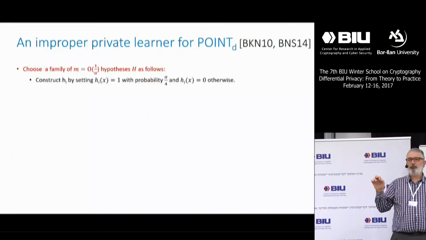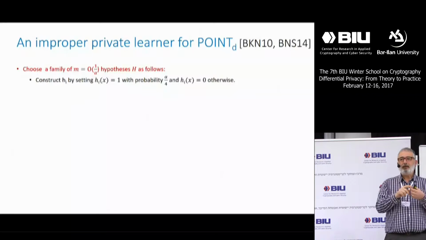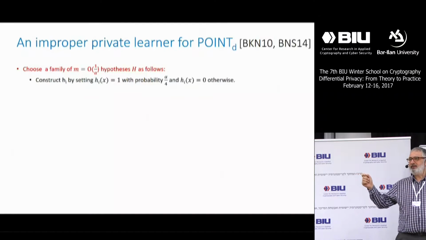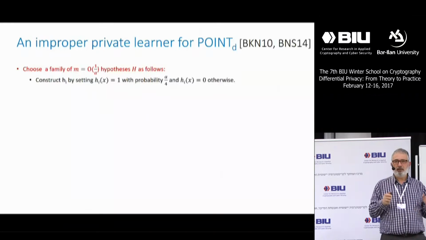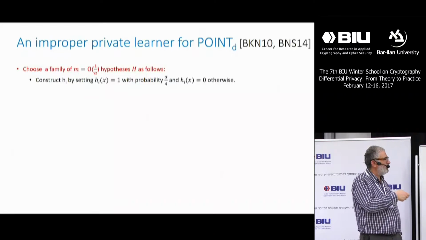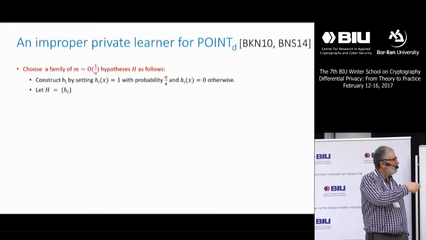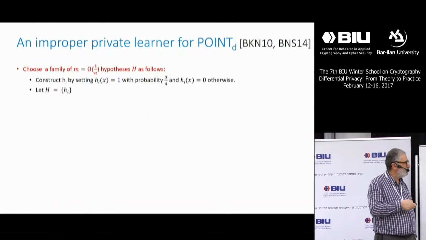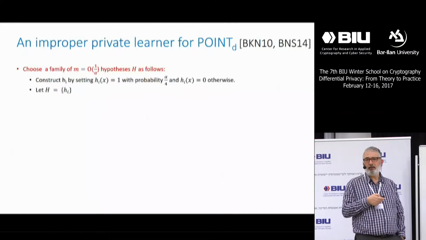It's very different from a point function, because a point function is 1 only on one point of the domain. This returns the value 1 on a linear fraction of the points in the domain. It's extremely different. But I want to claim that if I collect enough of these, I'm okay. Okay? So I'll collect a few of these, something like 1 over alpha hypotheses. And this is going to be my hypothesis class.